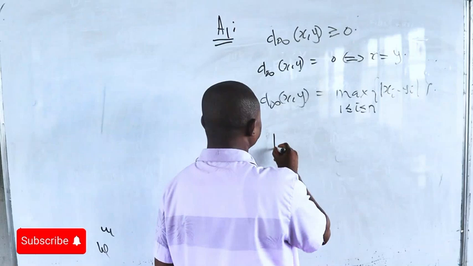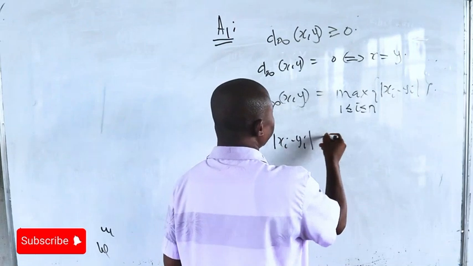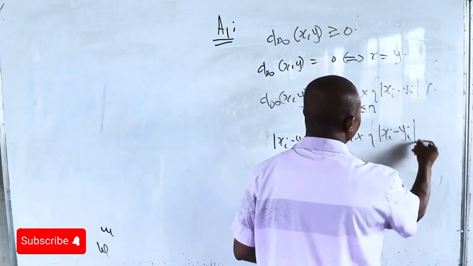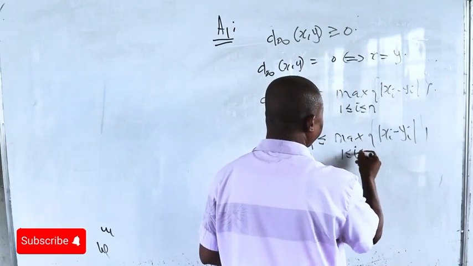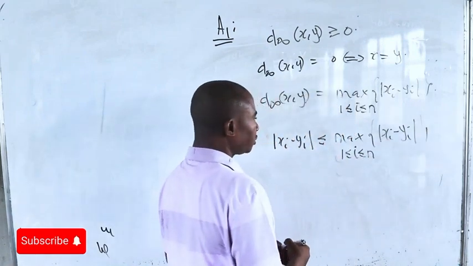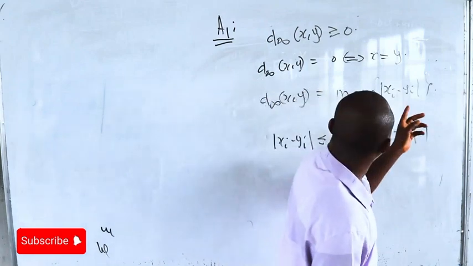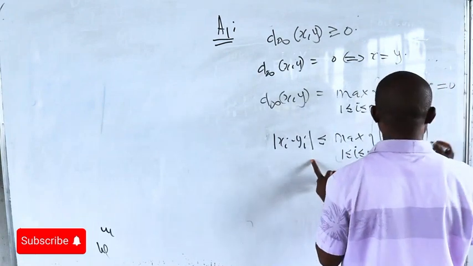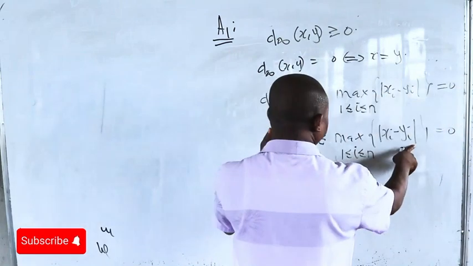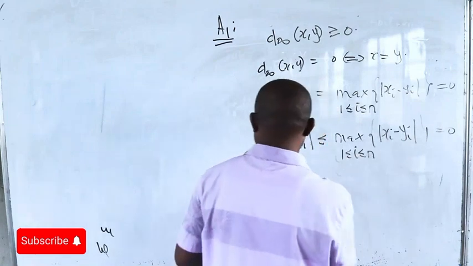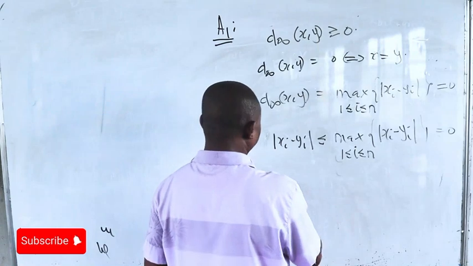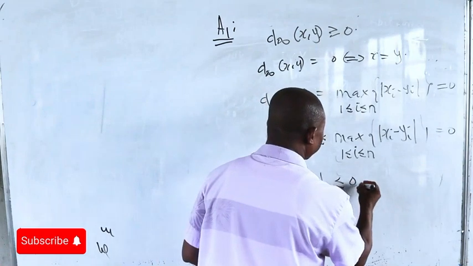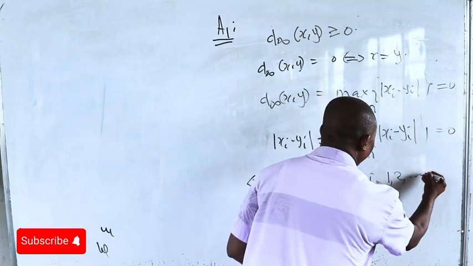What I mean is that the absolute value of xi minus yi is less than or equal to the maximum of the absolute value of xi minus yi, 1 less than or equal to i less than or equal to n. This is true, but our assumption is that this maximum is 0. So we have this is 0. If this is 0 and this is less than or equal to this, we get that the absolute value of xi minus yi is less than or equal to 0, for i equal 1, 2, up to n.